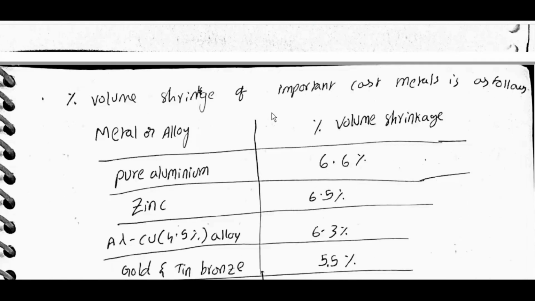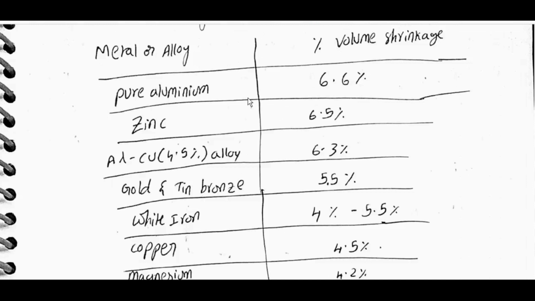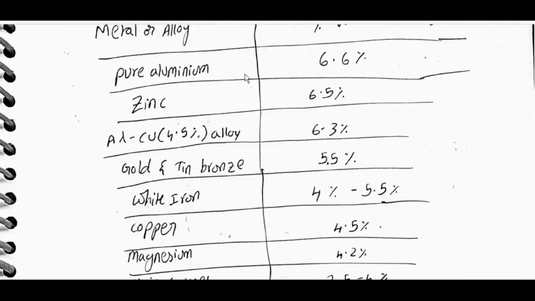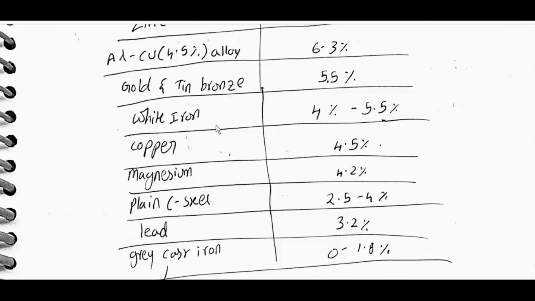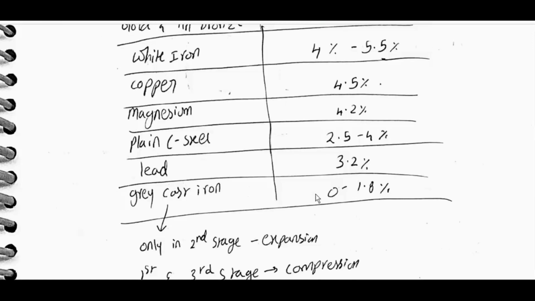Percentage volume shrinkage of important cast metals is as follows: metal or alloy, percentage volume shrinkage. These values also need not be remembered: pure aluminum, zinc, aluminum, copper alloy, gold and tin, bronze 5.5%, white iron 4%, copper 4.5%, plain carbon steel, lead, grey cast iron 0 to 1.8%.